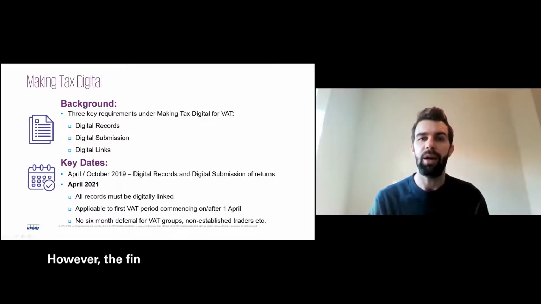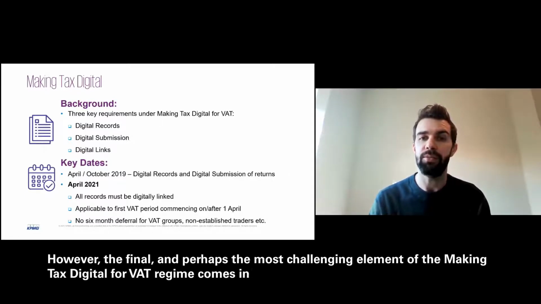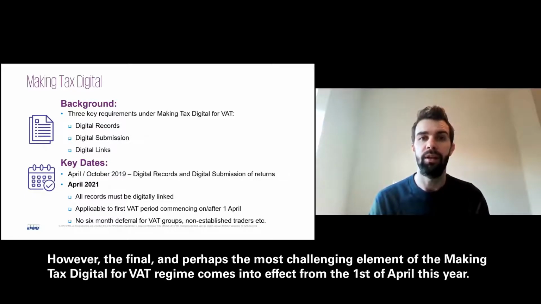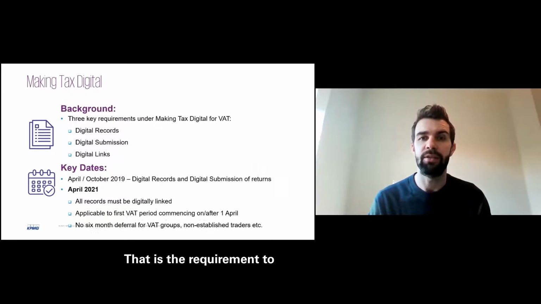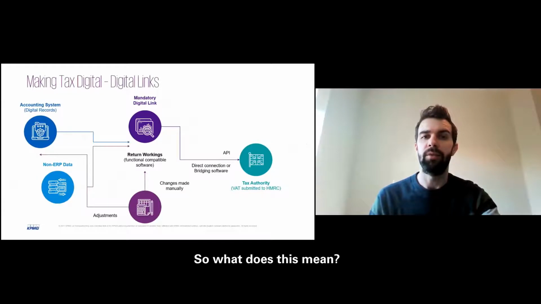However, the final and perhaps most challenging element of the Making Tax Digital for VAT regime comes into effect from the 1st of April this year. That is the requirement to have digital links or a digital audit trail in place. So what does this mean?